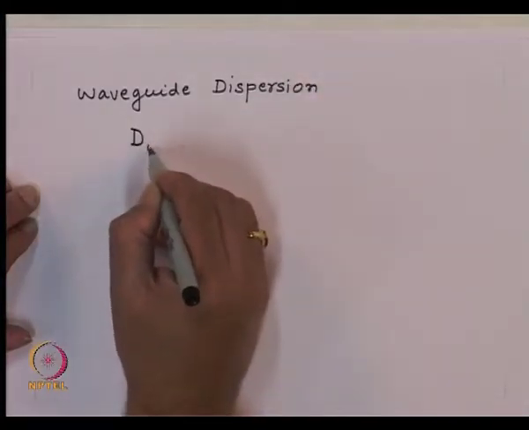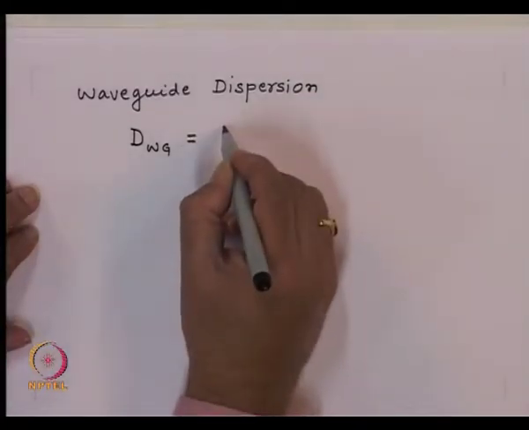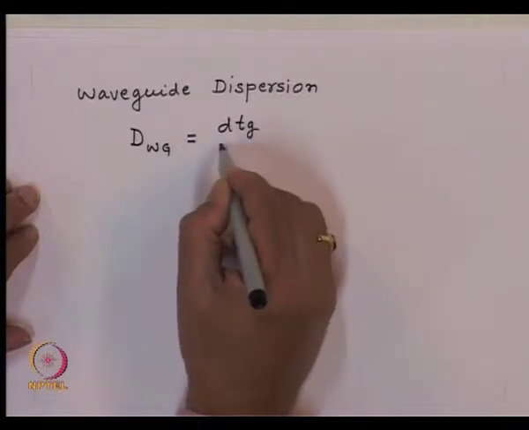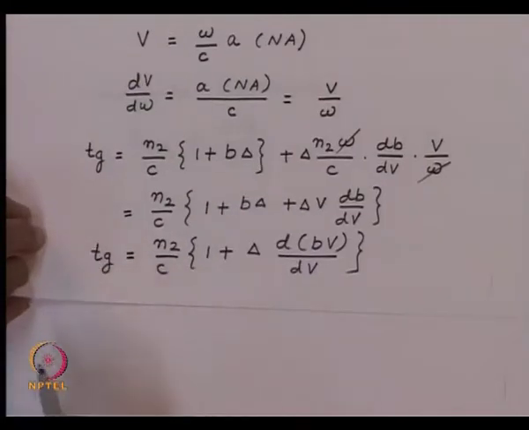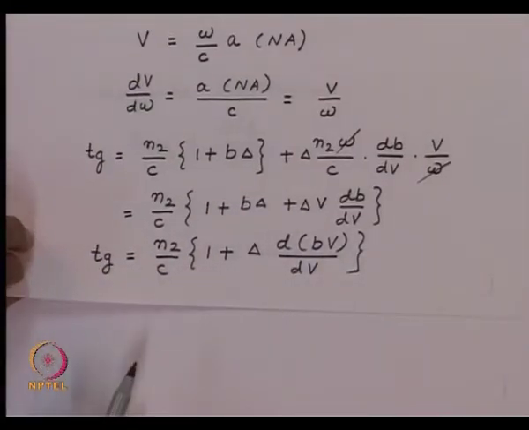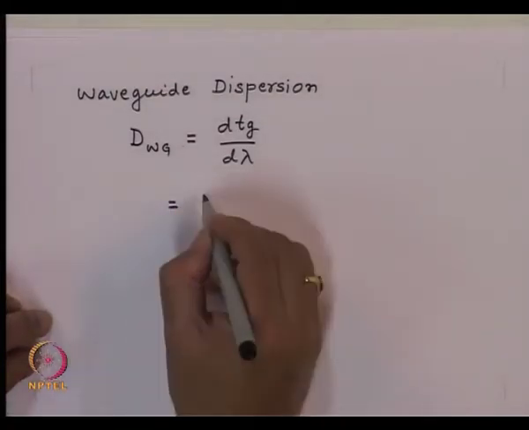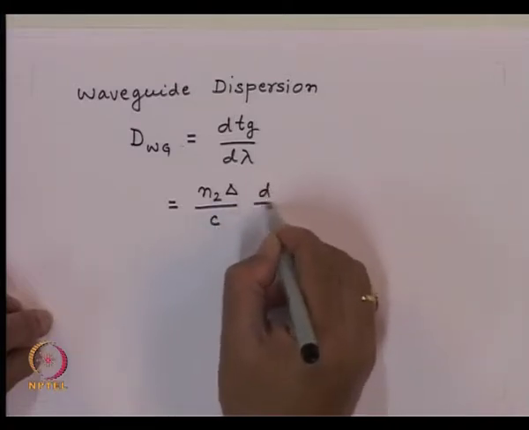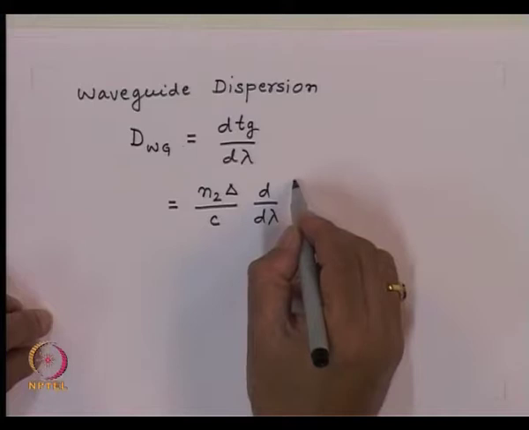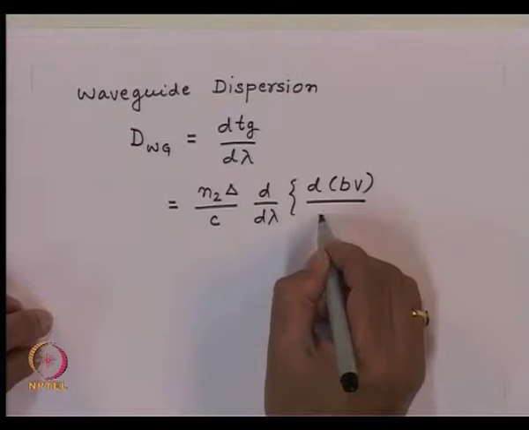Let us call it dWg. That will be equal to dTg by d lambda. So, I can take this quantity dTg and differentiate with respect to lambda. Firstly, this quantity is constant, so that derivative is 0. So, what I get is equal to N2 delta by C d by d lambda of dBV by dV.